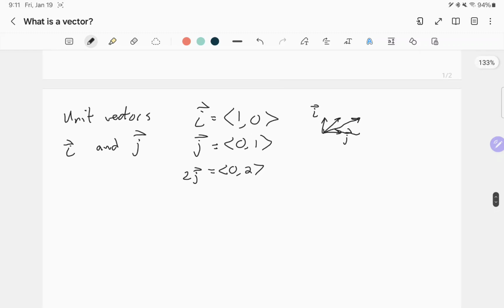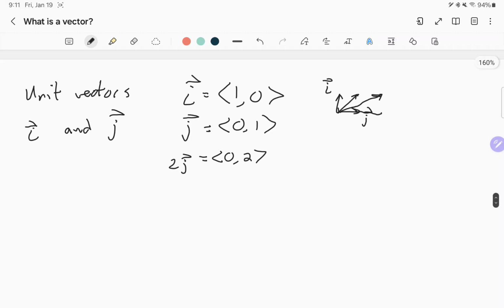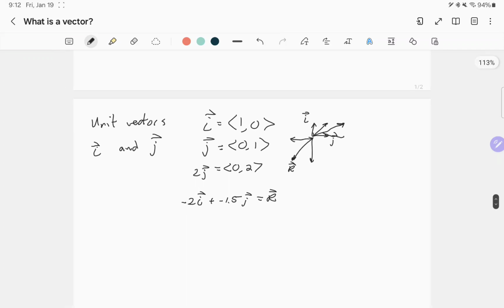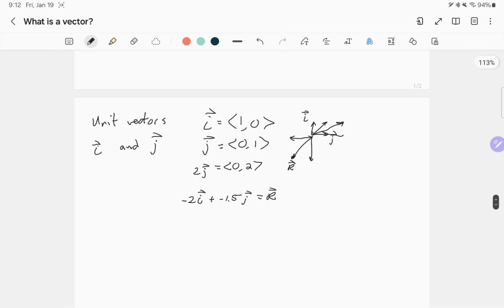So back to this topic. If we want to go in this direction, how would I build this vector? Well, that looks like negative 1.5 j's and negative 2 i's. So we would do negative 2 i like this plus negative 1.5 j like that. And that's how you build this vector. Let's just call that r. So that's just basically the premise of unit vectors. They're building blocks and they describe all the other vectors.